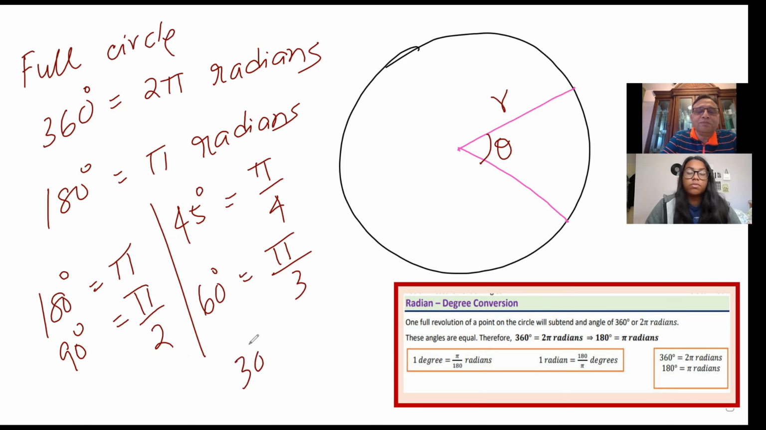So 30 degrees will be pi by 6, half of 60 degrees. You see, they're easily convertible. We can always write them in terms of pi. So these are the exact values which we have written for degrees in terms of radians. The value of pi is approximately equal to 3.14. Pi is an irrational number, right? And its approximate value is 3.14.